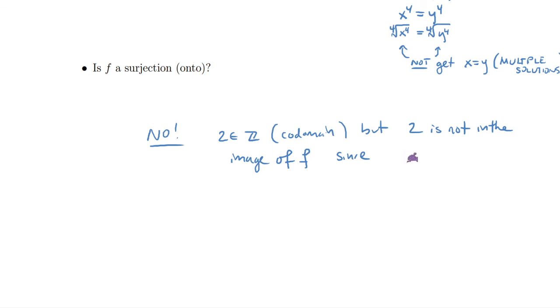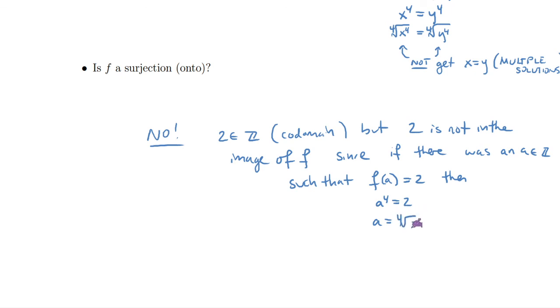since if there was an a in the integers such that f of a was equal to 2, then that would mean a to the fourth is equal to 2, and that would mean a is the fourth root of 2. But the fourth root of 2 is not an integer. Okay, so this is kind of the problem.